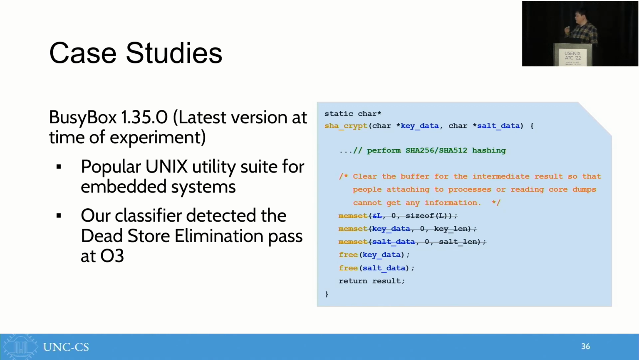In fact, the developers specifically mentioned in the code comment that they want to erase the intermediate values, such that people attaching to processes or reading core dumps cannot get any information. However, the compiler kicked in and applied dead store elimination, which completely removed these erasures. We found this issue and reported the bug on the bug tracker of BusyBox.